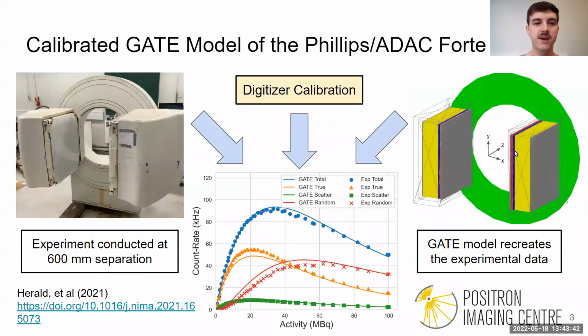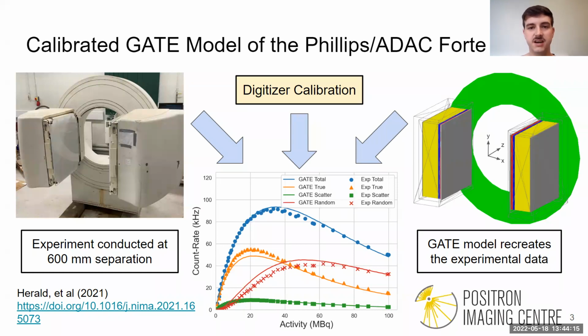So in the past, I've made a GATE model with one of the detectors here at the Positron Imaging Center, the Phillips ADAC Forte, which is a dual-headed positron camera. And I've calibrated the digitizer of this GATE model using an experiment that I ran here and processed using the NEMA protocol. Our detector in this image has a separation of 600 millimeters and the same in the experiment, but the heads on this detector can be moved from 250 millimeters out to 800 millimeters of separation.